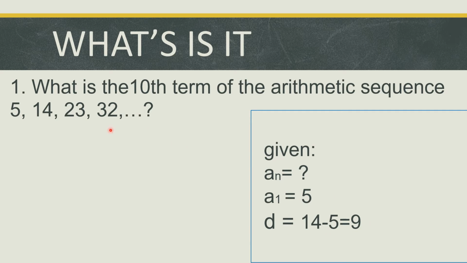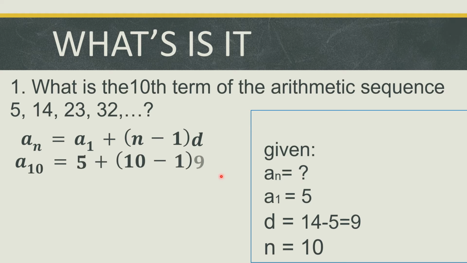We can subtract the first term from the second term. That is 14 minus 5 is equal to 9. And n is equal to 10 since we need to find the 10th term. By using the nth term formula, a sub n is equal to a sub 1 plus n minus 1 times d, we can easily solve this problem because a sub n is missing.